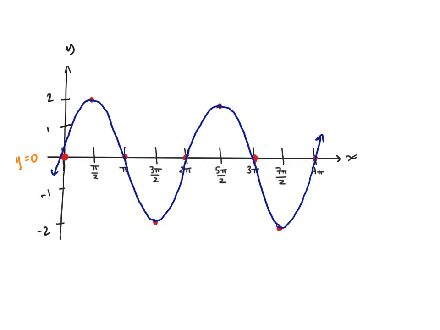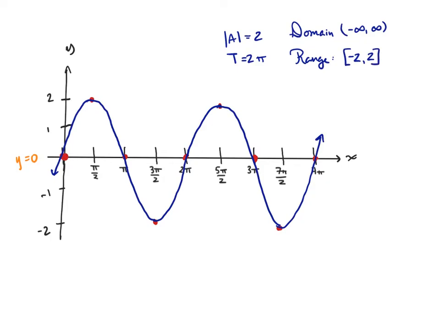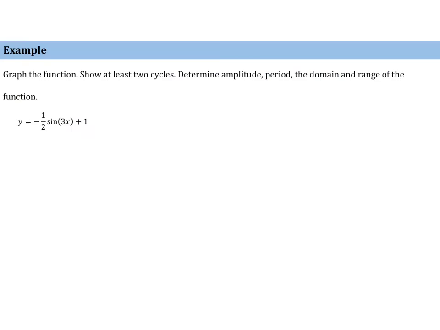So let's make sure that we finish what we began with. We said that our amplitude was 2, the period was 2 pi, the domain here is still negative infinity to infinity, and the range, in this case, we start at the lowest value, which is negative 2, and the highest output is positive 2. So now let's look at a more complicated function for which there are several things going on.